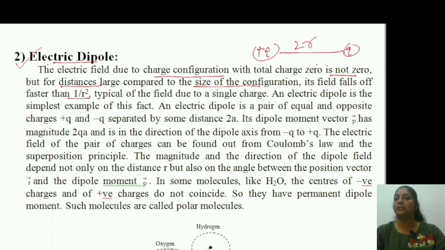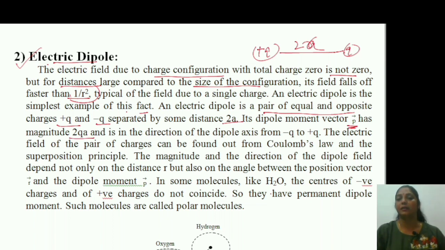Now the net charge is 0, but still there is some electric field and it varies with 1 by r square. It is written here, typical of the field due to a single charge, right? An electric dipole is the simplest example of this fact. An electric dipole is a pair of equal and opposite charges plus q and minus q separated by some distance. Here it is written 2a. The dipole moment vector P has magnitude twice qa.